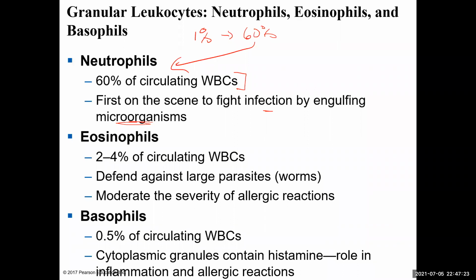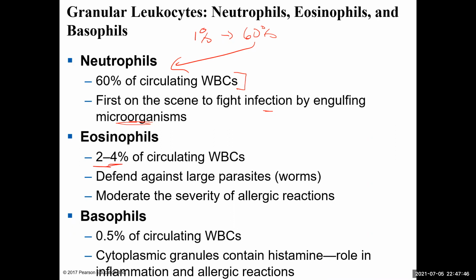The other big white blood cell is the lymphocytes, which we'll talk about in the next slide, which is part of the agranular leukocytes. So neutrophils, 60% of the white blood cells, are first to really come to the scene of infection and engulf those microorganisms to try to get rid of them.